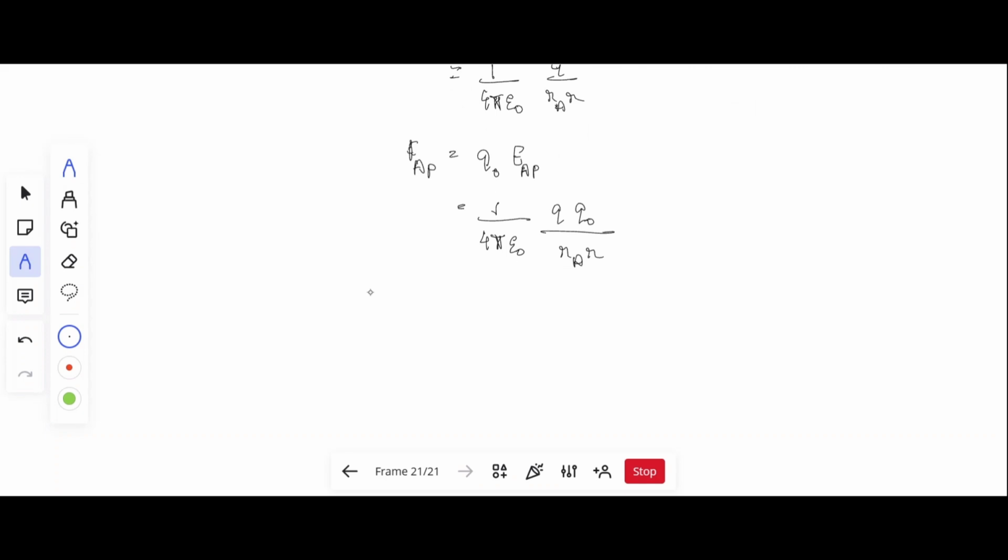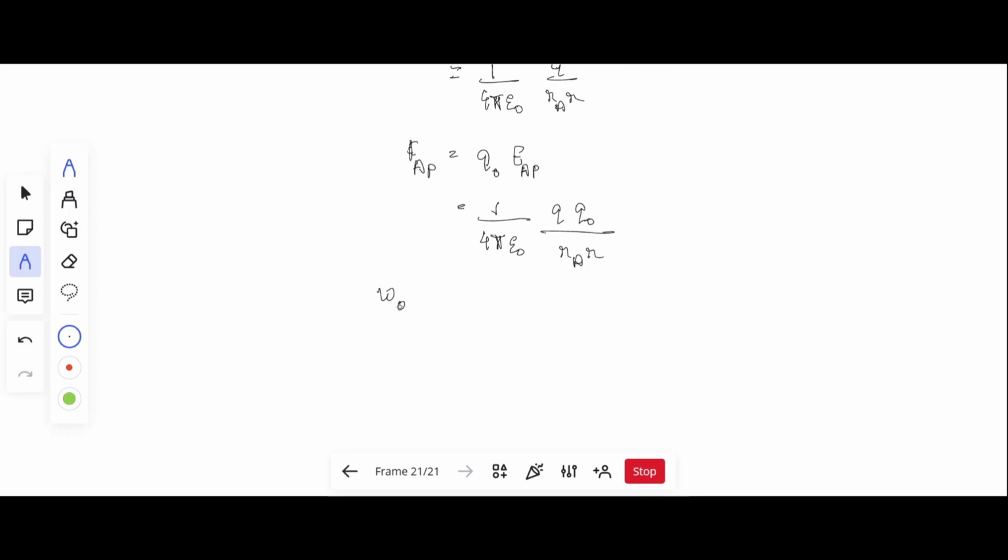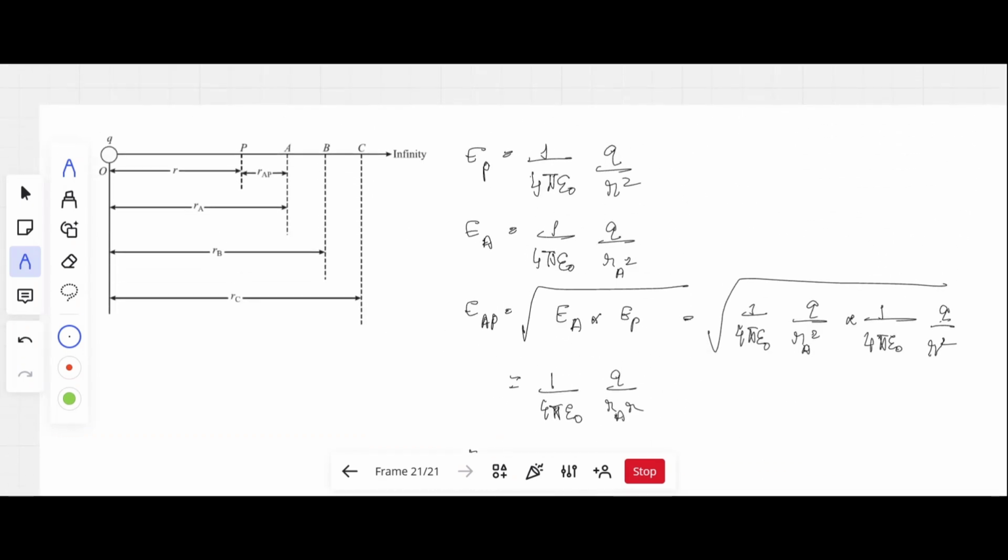So, therefore, the work done in moving the charge Q0 from A to the point P can be written as WAP is equal to work done is force into distance. So, force experienced is FAP into distance RAP. So, we know that this is the force. What is RAP? RAP is this distance, which is RA minus R.